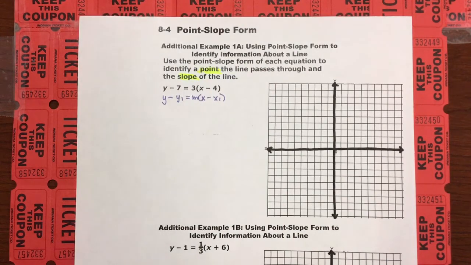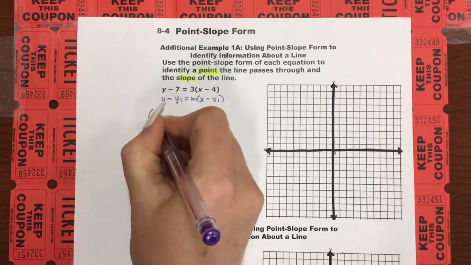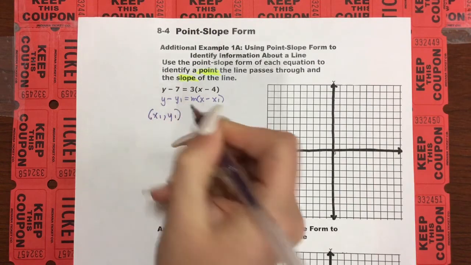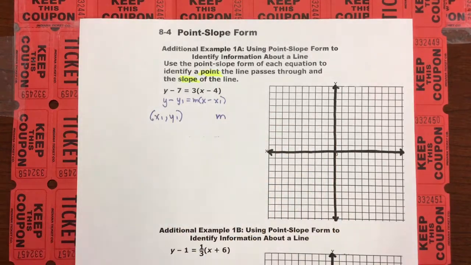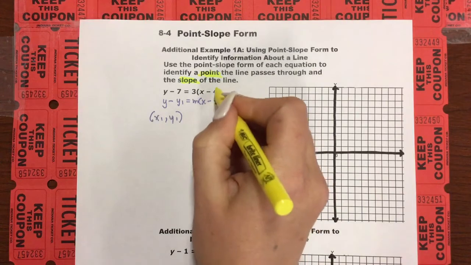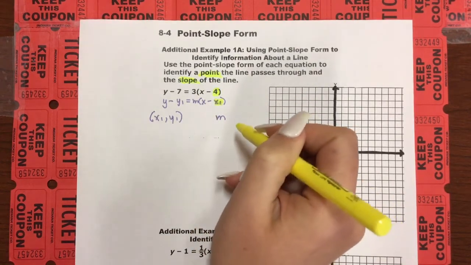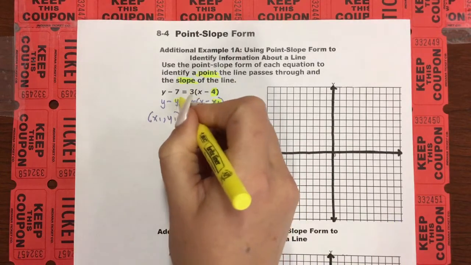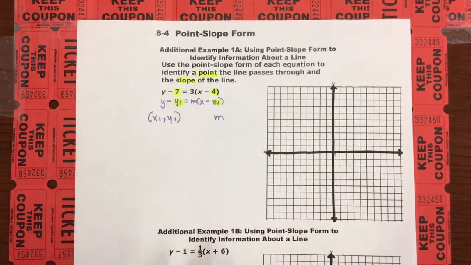So the first thing is the point. So I need to find my x1, y1. That's going to be my point. And then I need to find my slope, okay? So my x1 is here. So that means that 4 is going to be my x1, and my y1 is here. So it's going to be 7.